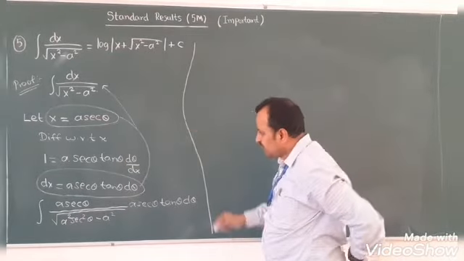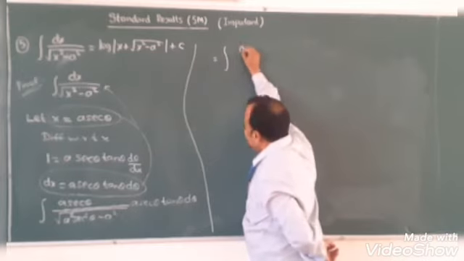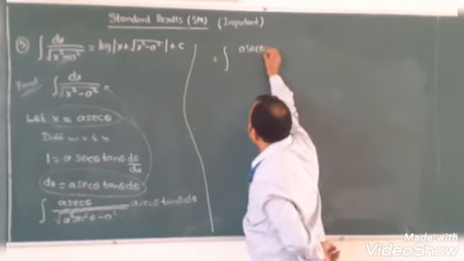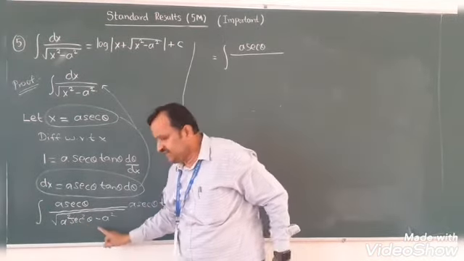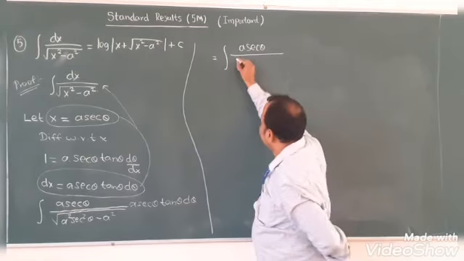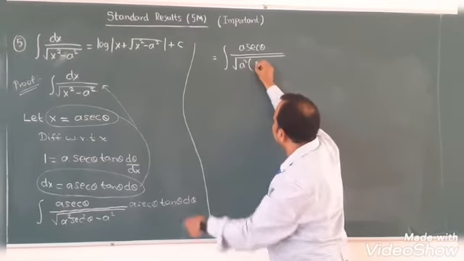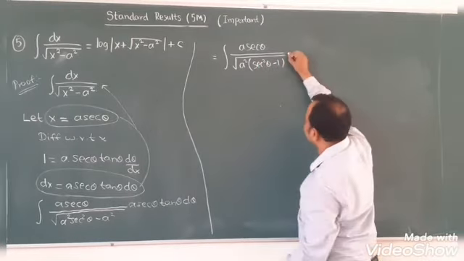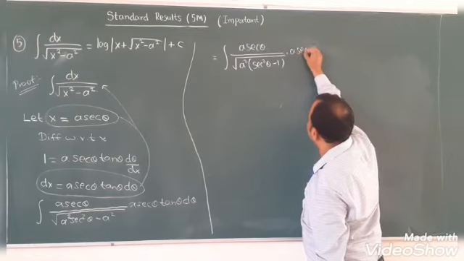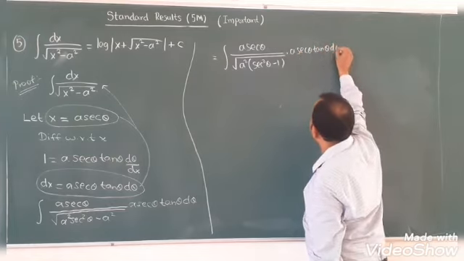Here, what I can do is write this as secant theta divided by, here a square, here a square, we can take a square common. So when you take a square common, what you will get? Secant square theta minus 1, and here I can say a secant theta tan theta d theta.